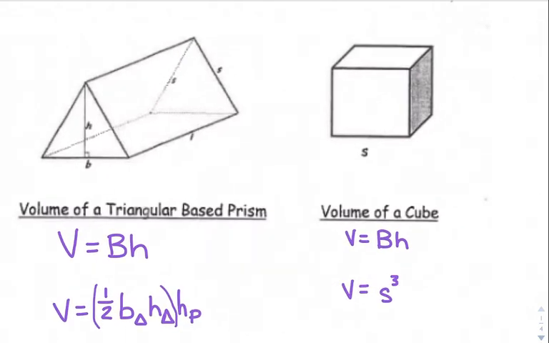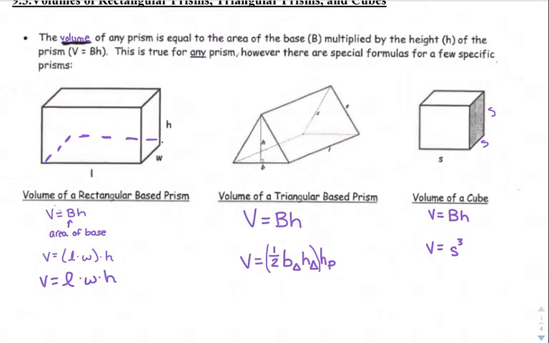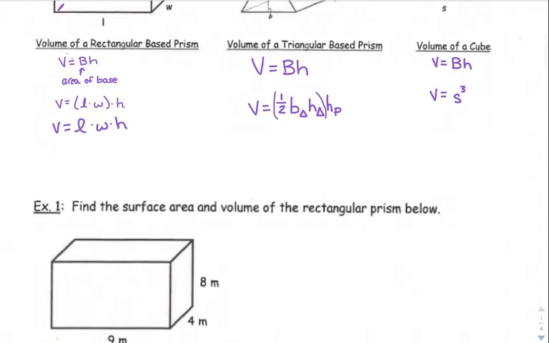Now for a cube, remember that the length, the width, and the height are all equal to each other. So instead of using big B times H, we can just use S cubed for side times side times side. So those are three formulas you have to memorize. Let's try a couple examples together.